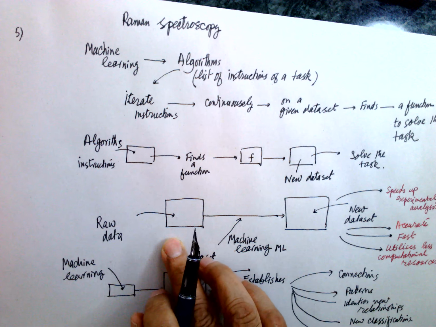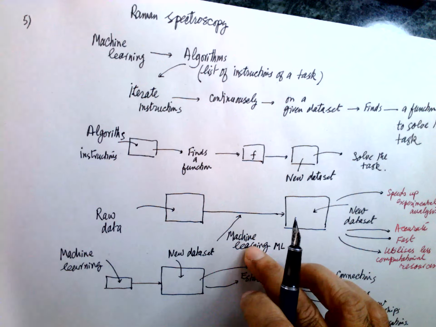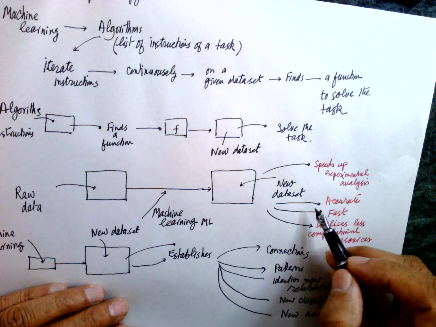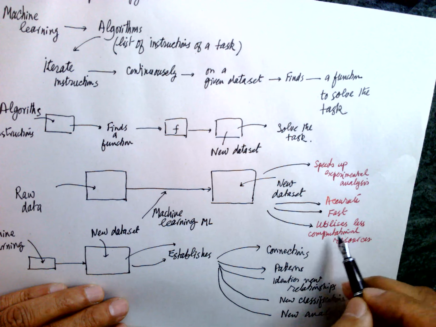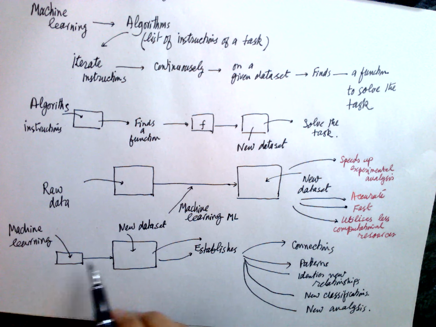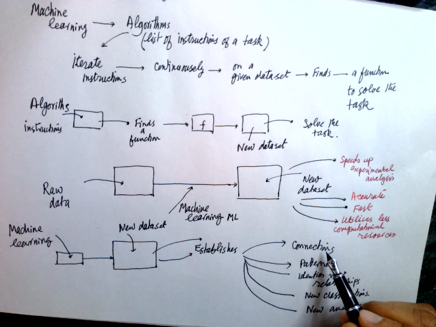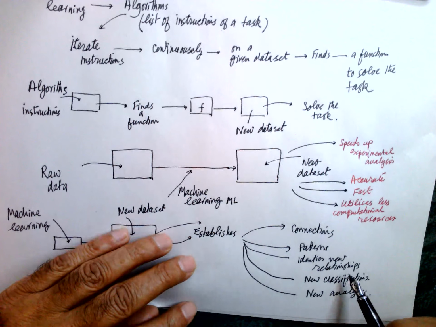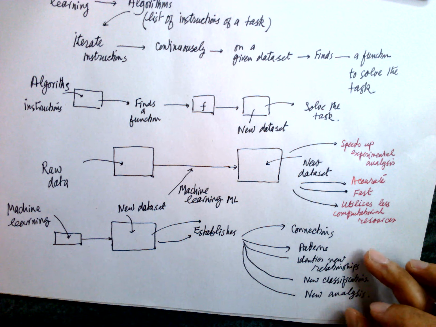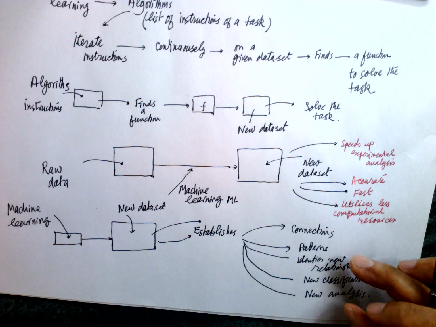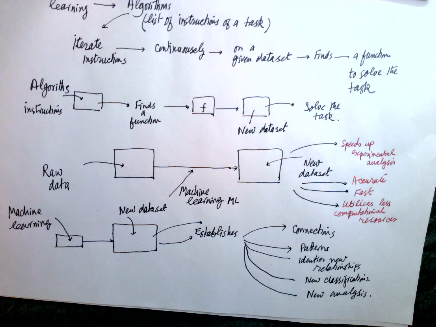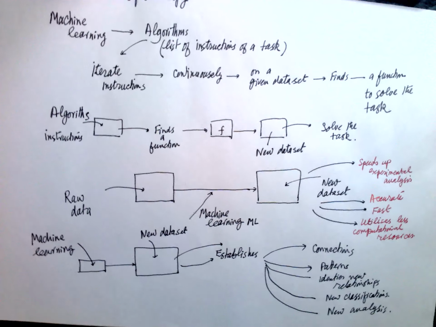So, raw data to clean data: we introduce machine learning. Machine learning speeds up the experimental analysis. It is accurate, it is fast, and it utilizes fewer computational resources. With new data, machine learning establishes connections and patterns, identifies new relationships, and gives new classification and new analysis. Based on this, we can have new data which we can analyze very easily. It is continued. In the next topic, we will discuss more.